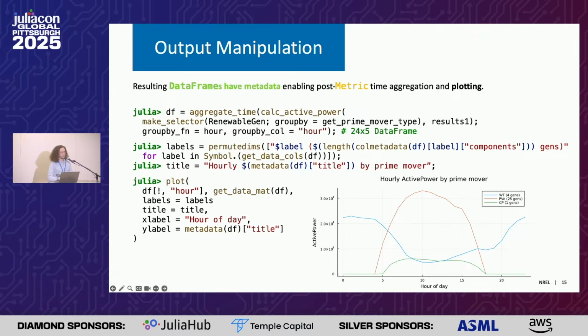Another thing you can do with data frames metadata is some nice plotting. So this is mostly just to show that this is doable, and I'll talk about later how we intend to have a more user-friendly interface to this plotting functionality. But here you can see that we're getting that data frame, and then we're looking up in the metadata how many components were aggregated together to form each column. So we can add that to our legend here. So we've got this nice hourly plot aggregated by hour of day of the various types of renewable generation that's occurring in our system.